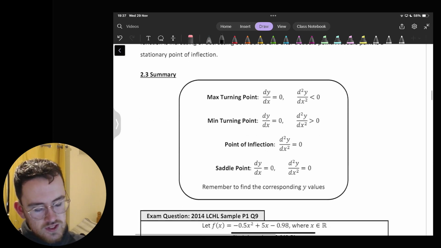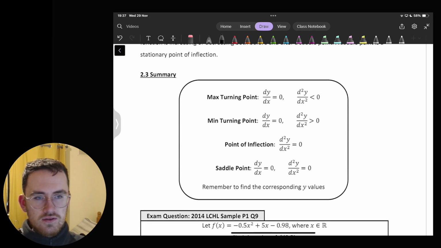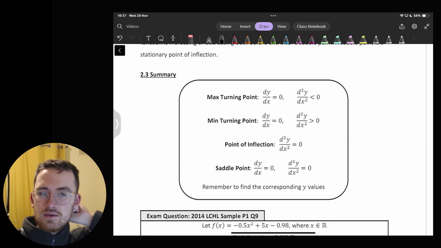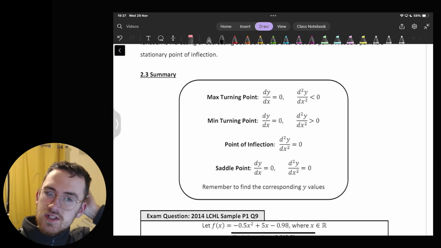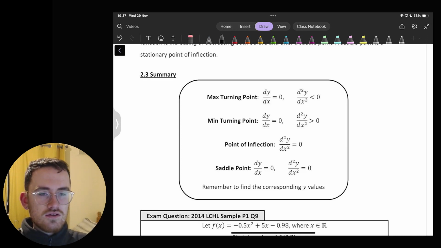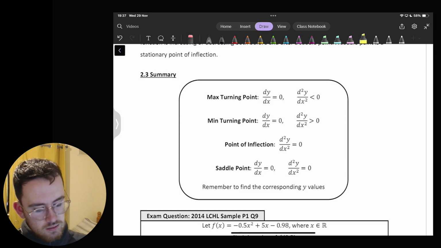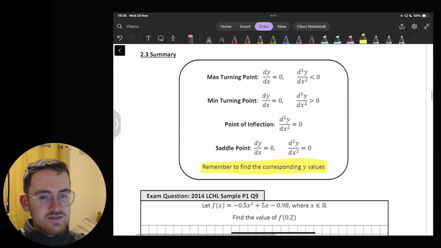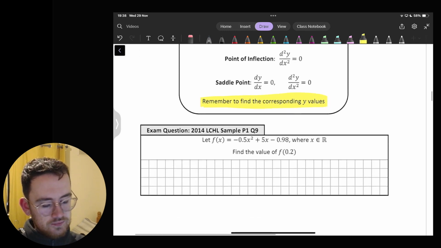So a summary first then: maximum turning point, first derivative equals 0, second derivative less than 0; minimum turning point, first derivative equals 0, second derivative greater than 0; at a point of inflection, second derivative equal to 0; and at a saddle point, first derivative 0, second derivative also 0. And very important, remember to find the corresponding y values in every case. That is really important because the y values are the ones you could forget, but until you find the y value, you haven't found a point, you've just found an x value.